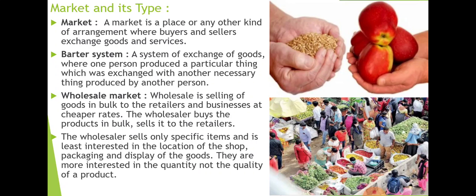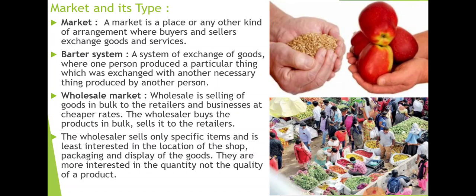Farm produce needs to be stored and weighed, and after that the product is used. In the barter system we exchange goods. If we had grown food crops, in exchange we want to take something else, so we have to search for a person who needs the food grains. So this kind of system prevailed earlier.